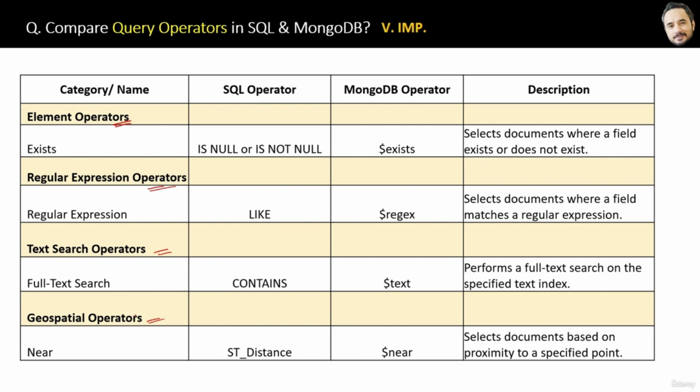Okay, as I said, there are more operators, but you do not have to remember all of them. If you are new to them, then comparison and logical operators are the most important ones for you. Okay, the rest of the operators basically depend on your application. In some cases you will use them, but in most cases you might not. That depends, right? Okay, great. That was the comparison of query operators in SQL and MongoDB, and I think now you have a very good understanding of query operators, right?